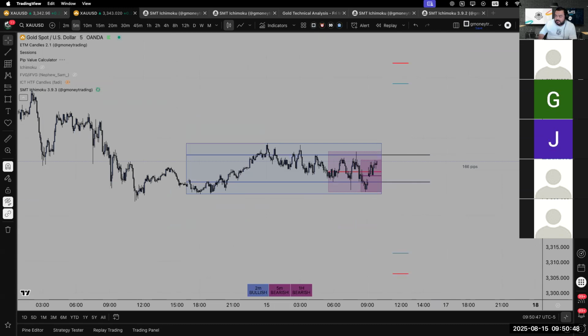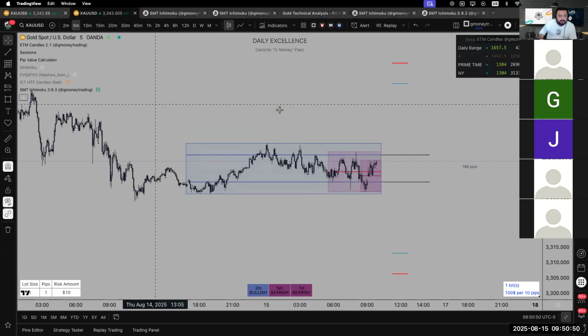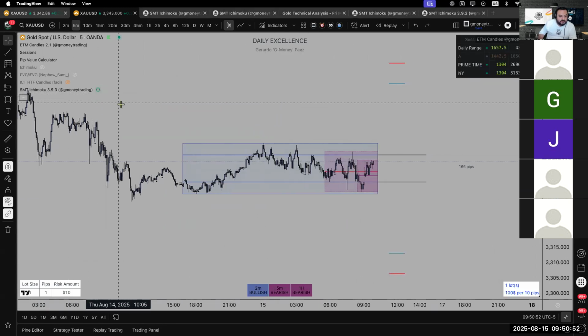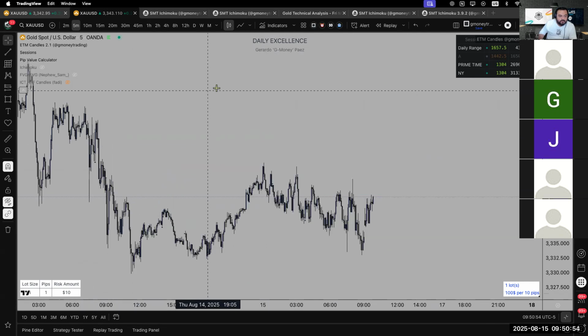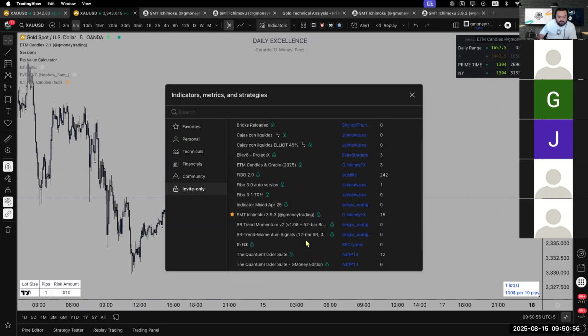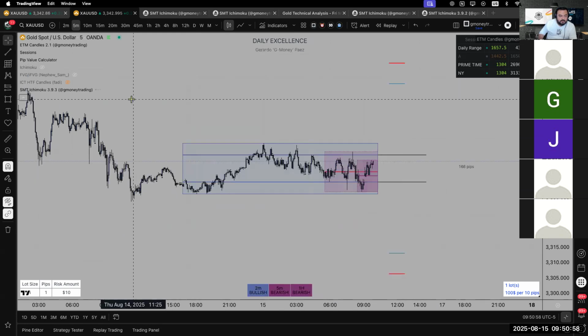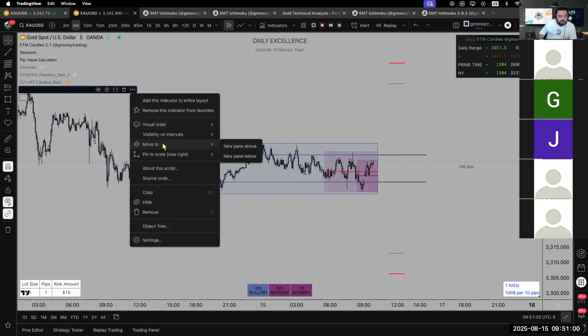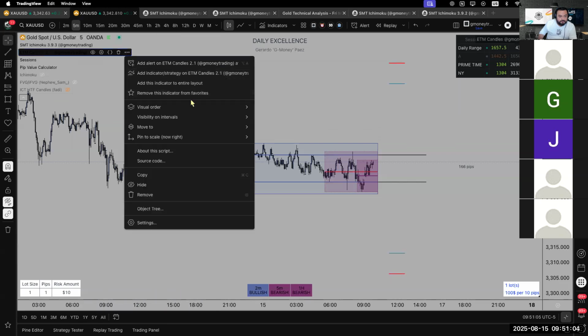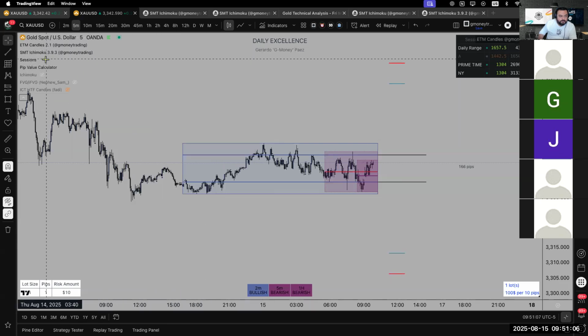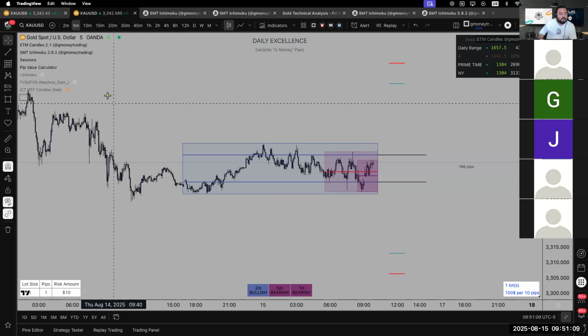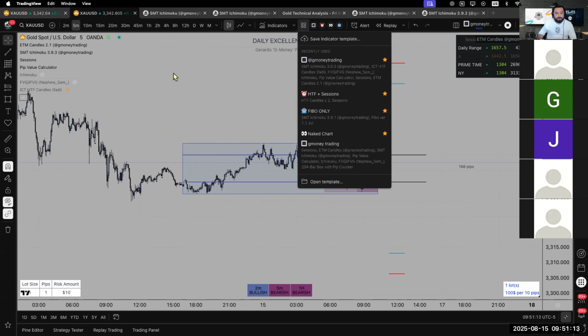Yeah, this coding stuff is fun. Right, so let's remove that. Indicators. Excellent. Perfect. All right, templates. I'll save here.